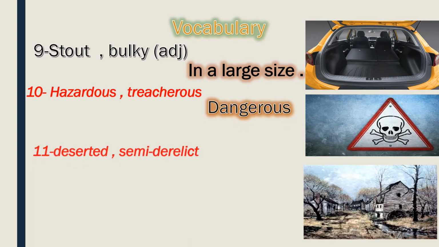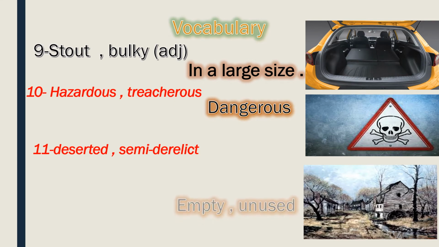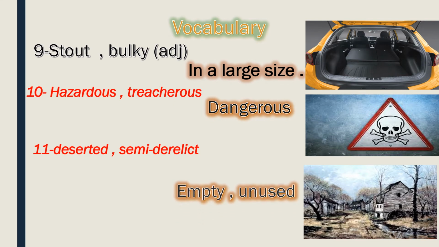The last two adjectives are deserted and semi-derelict. What do you mean by semi-derelict? Excellent. They mean empty or unused, a place empty of people or abandoned. Deserted comes from the noun desert. These two come with the meaning of empty or abandoned.